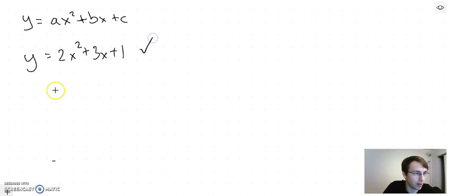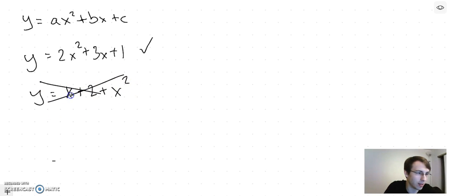Something like y equals x plus 2 plus x squared, that's not in standard form because the x squared is all the way on the right. It should be on the left. So how we make that into standard form is we write y equals x squared plus x plus 2. Get the idea? Alright. So how do we graph something like this?